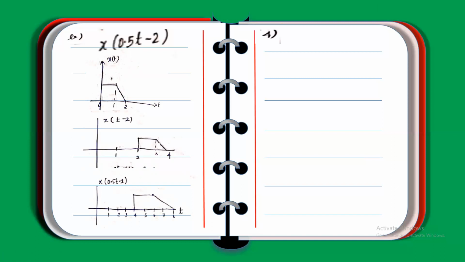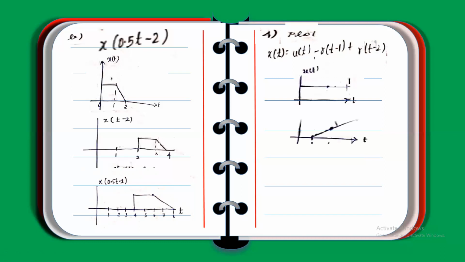Problem number 4. Plot x of t equal to u of t minus r of t minus 1 plus r of t minus 2. We have already learned that u of t is unit step signal, r of t is unit ramp signal. This is 1 unit shift, here it is 2 unit shift. Let us plot these component signals u of t, r of t minus 1 and r of t minus 2.